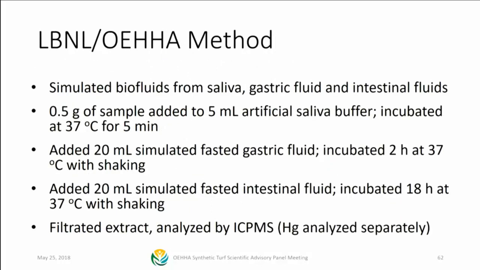Finally, the third method is our simulated saliva, gastric fluids, and intestinal fluids. Here we used a slightly larger amount, 0.5 grams, added first to 5 milliliters of artificial saliva buffer, incubated for 5 minutes at 37 Celsius, followed by an addition of 20 milliliters of simulated fasted gastric fluid, which was further incubated for 2 hours at the same temperature, and then an additional 20 milliliters of fasted intestinal fluids, which was also incubated overnight at the same temperature. Everything else received the same treatment as the other extracts after that, filtration and analysis by ICP-MS, and in this case mercury was also treated the same way.